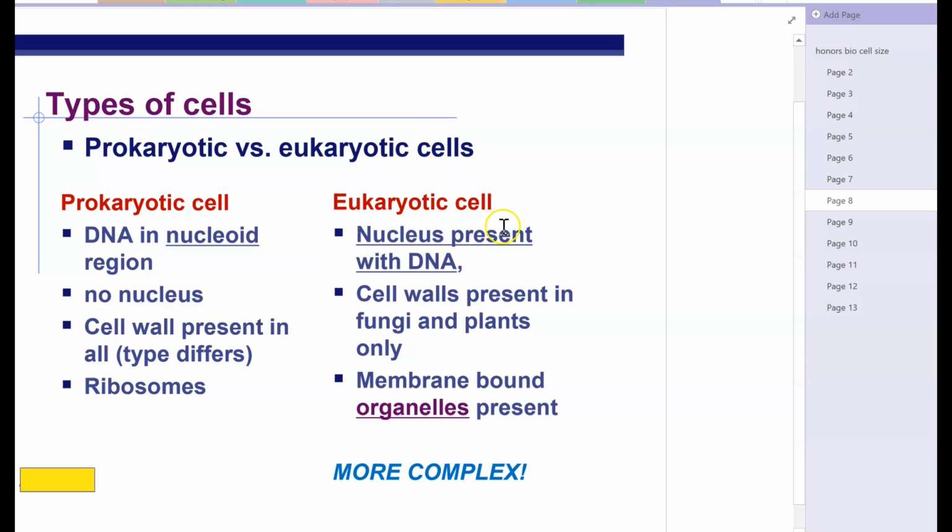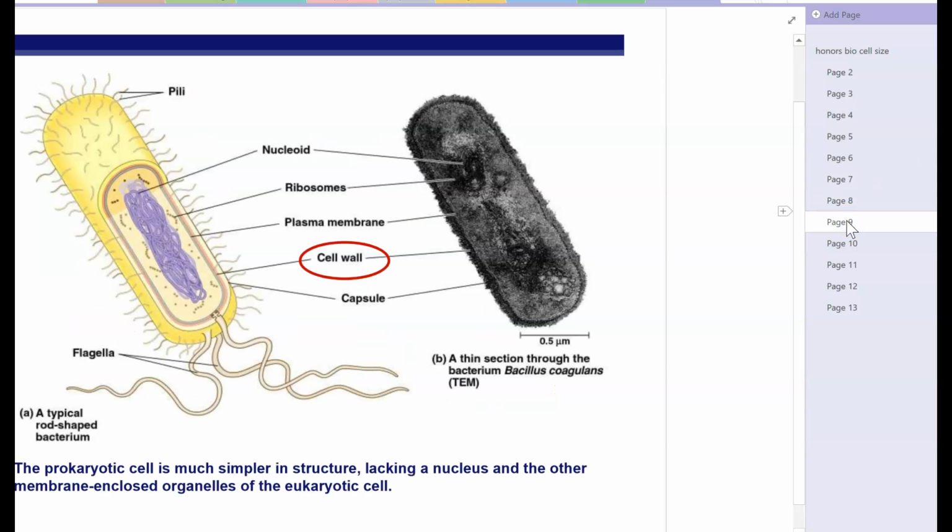In the case of eukaryotic cells, these are a lot more complex because now there are organelles involved, and both plant and animal cells are eukaryotic. Cell walls can be found in the case of fungi and plants only. And then there are a lot of organelles. The organelles are the ones that carry out different functions within the cell. There are different shapes.